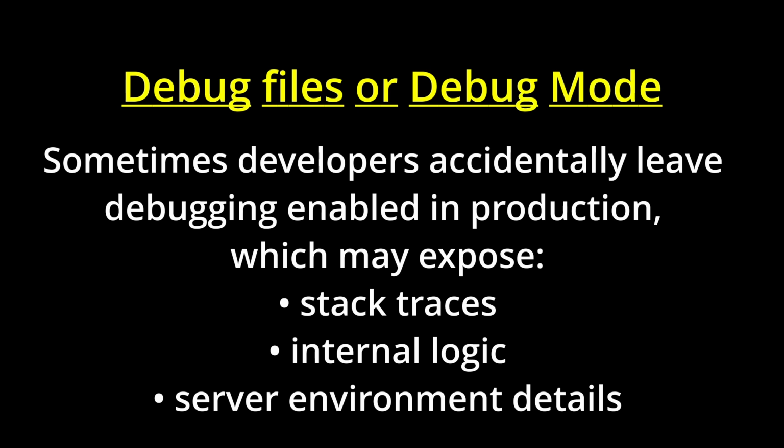Now the last one is debug files. Sometimes developers accidentally leave debugging enabled in production, which may expose internal logic and server environment details. At other times you can find the debug file exposed publicly. This can help you to find the bugs. I hope you understand this BCED principle. This is a very simple and beginner friendly principle.